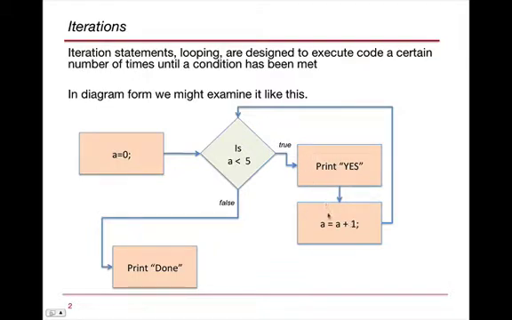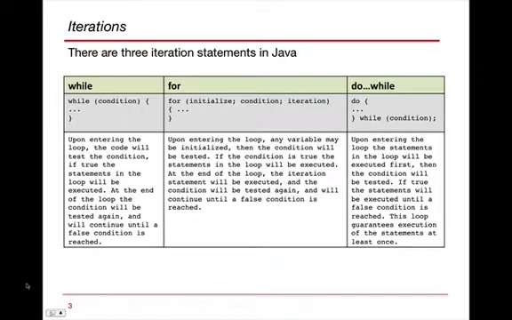So it should be fairly obvious at this point that this will increment 5 more times, and once it is done, it will come back to the condition, is a less than 5, and once a is 6, it will no longer be true, and then it will come down here and print done, that we have exited out of our loop. So Java has 3 iteration statements.